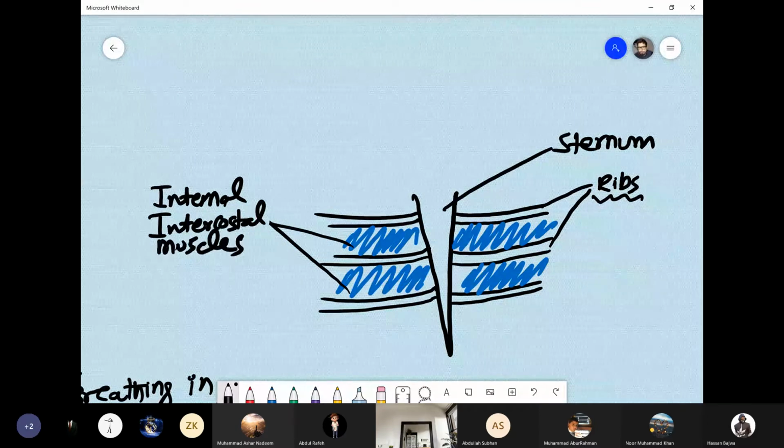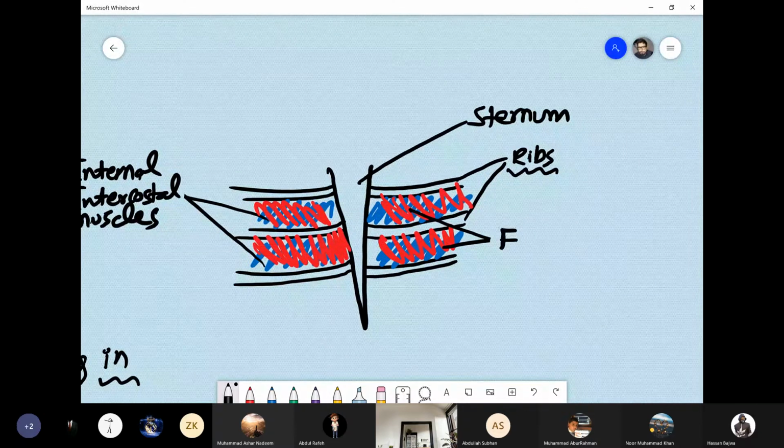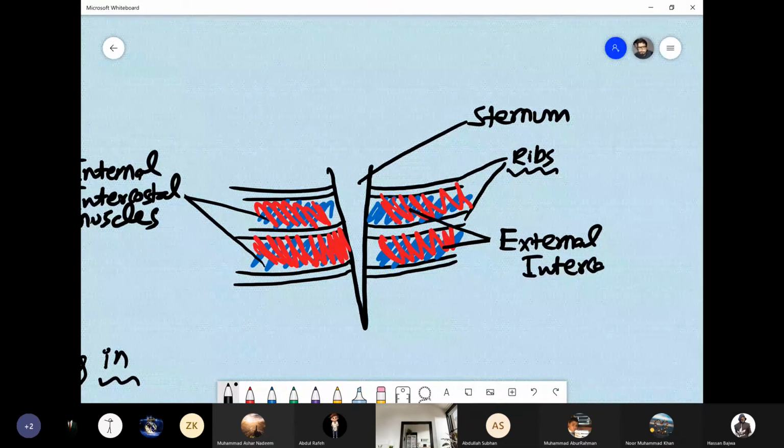Remember that the muscles between the ribs are called intercostal muscles, and there are two types of intercostal muscles: one present internally and the second present externally, on the outer side. The ones on the outer side, these red ones, are called external intercostal muscles.